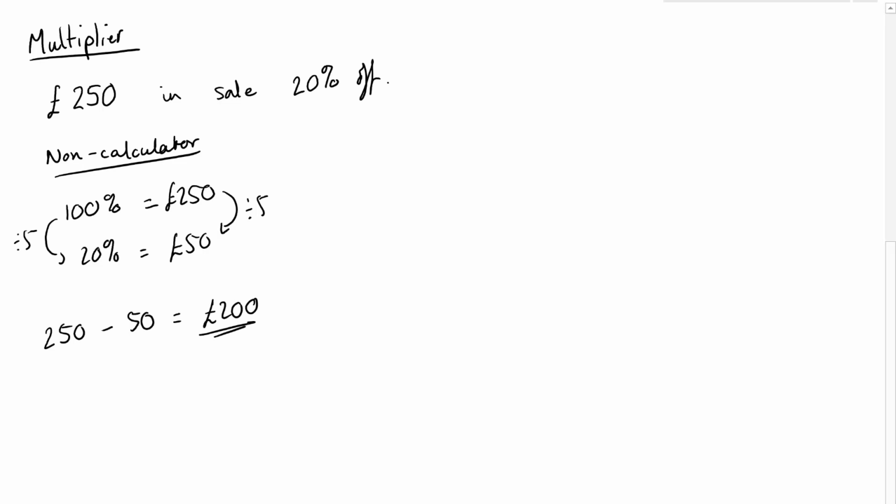Now, this would be a non-calculator way, and it is completely correct. You wouldn't even have to go divided by 5 straight away. You could divide it by 10 and then times by 2 if you wish, to get to 10% and then 20%. But when we have calculator papers, we can make it a little bit easier by just working out what the multiplier is. And in order to do that, we just have to know what percentage we are going to be left over with at the end of this sale.